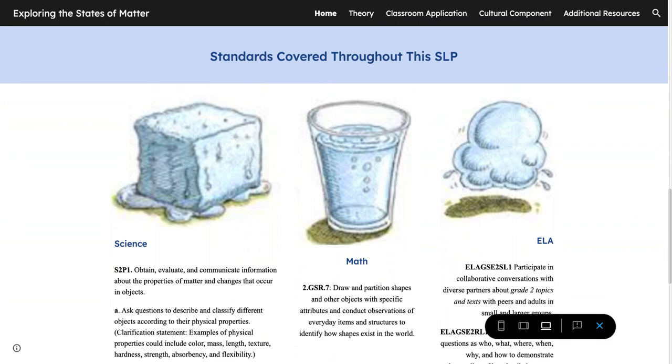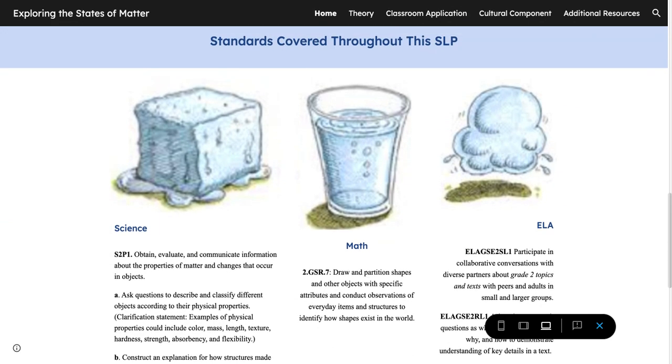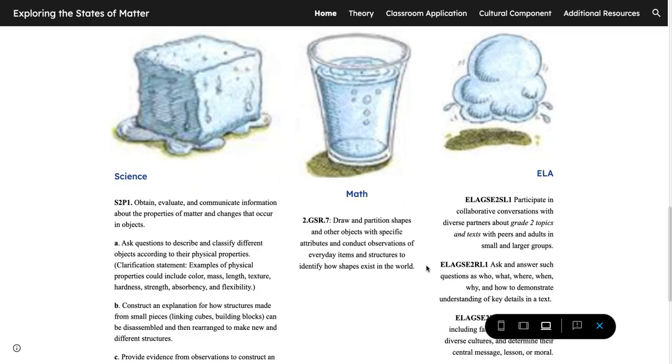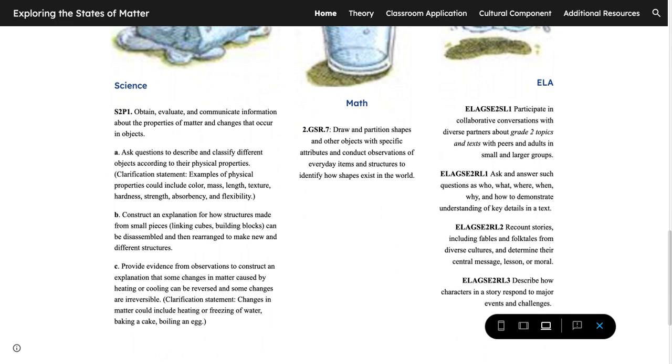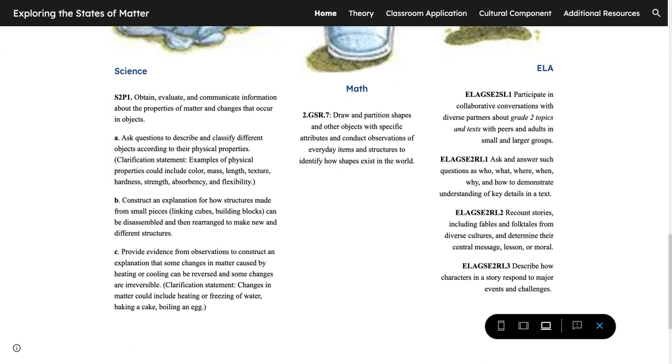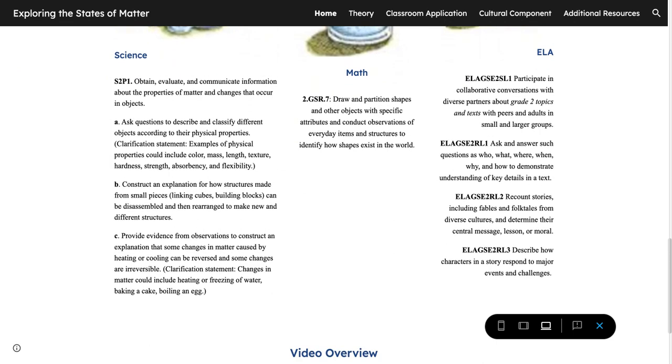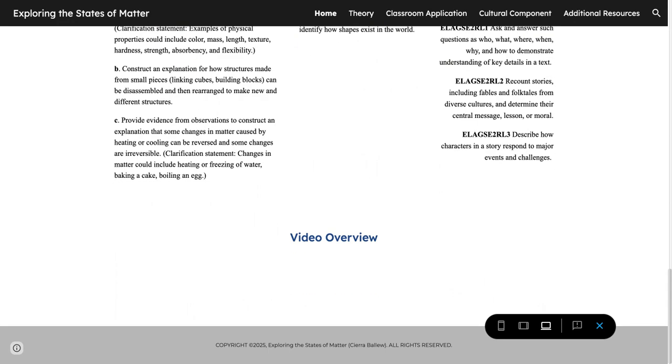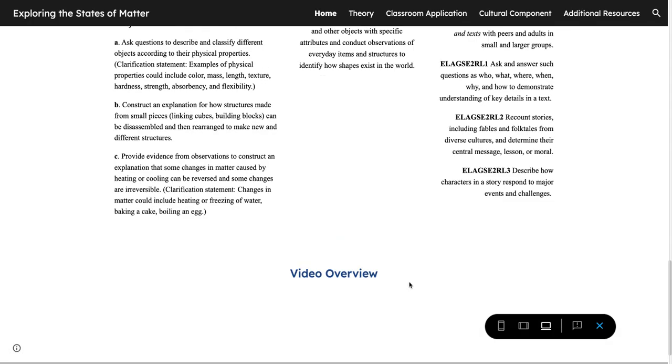The next section is the standards that are covered or touched on throughout this SLP in some way or on some project or assignment that I completed. So, of course, we have our science standard on the properties of matter and the 3 sub-standards that go along with that. There's a math standard that's touched on in my 5E lesson plan, and then some ELA standards that are covered through different read-alouds and collaborative conversations that students will have. The next section is where my video overview is going to go.